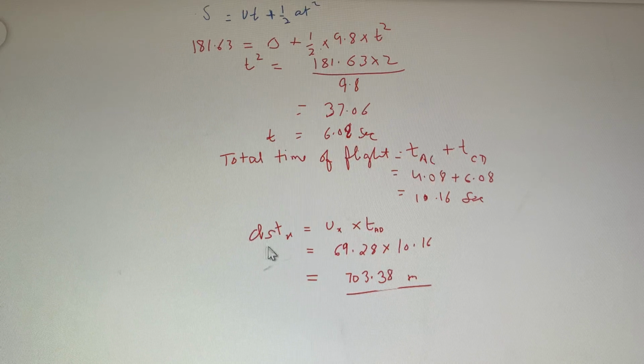And they are asking for the horizontal distance. So for the horizontal distance, you have to multiply the total time TAD, which is 10.16, by the horizontal component of the velocity, which is 69.28. If you multiply them, you'll get 703.38 meters.